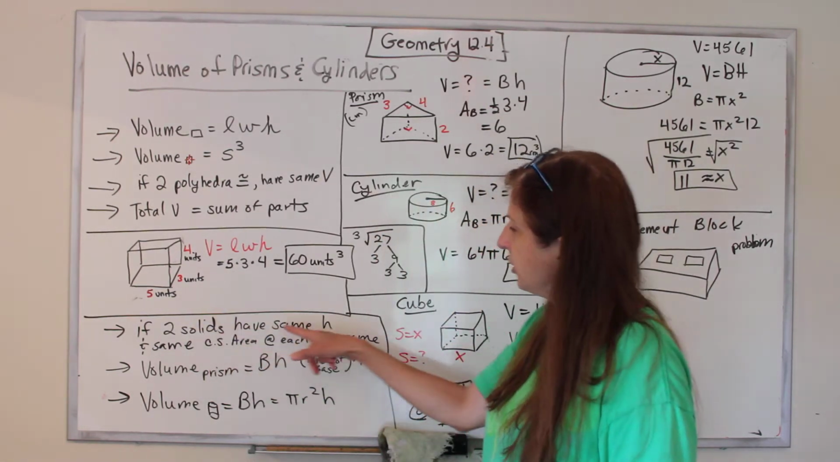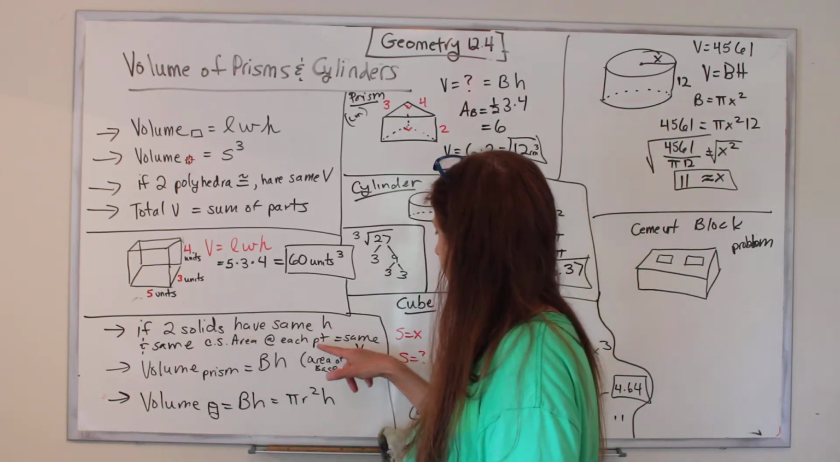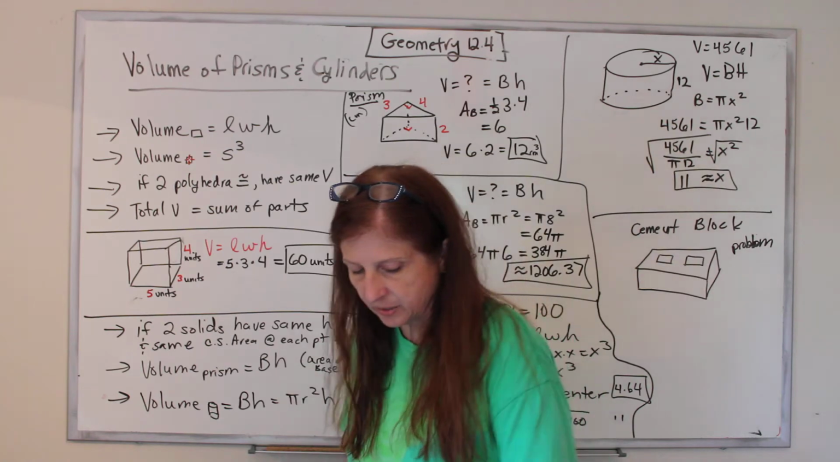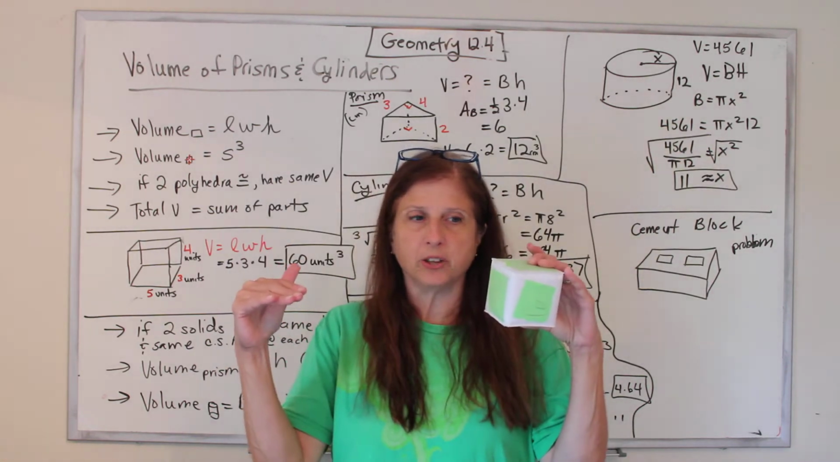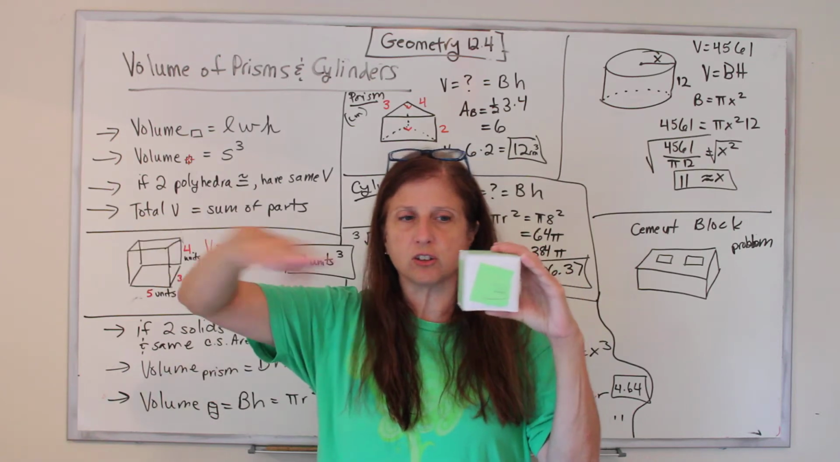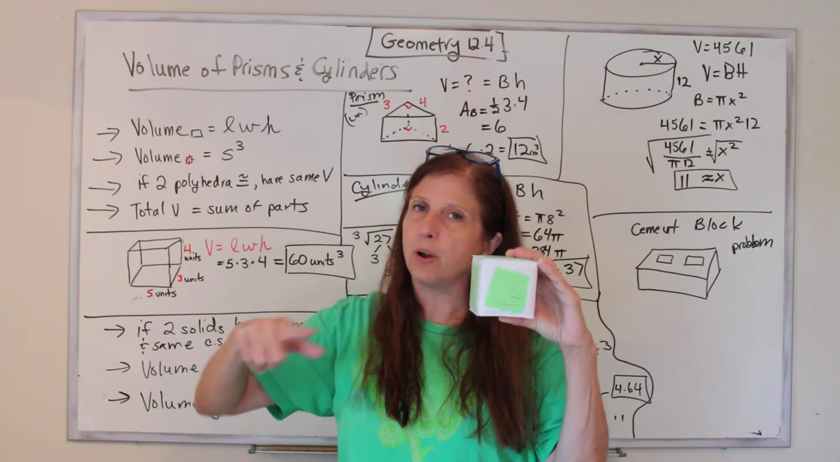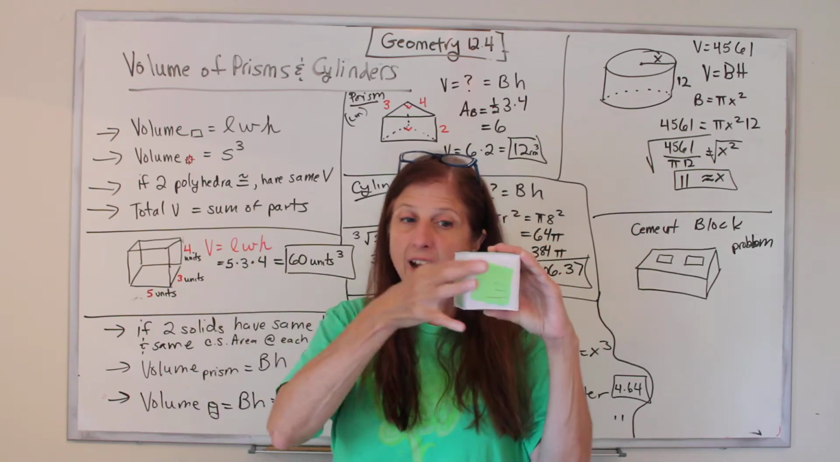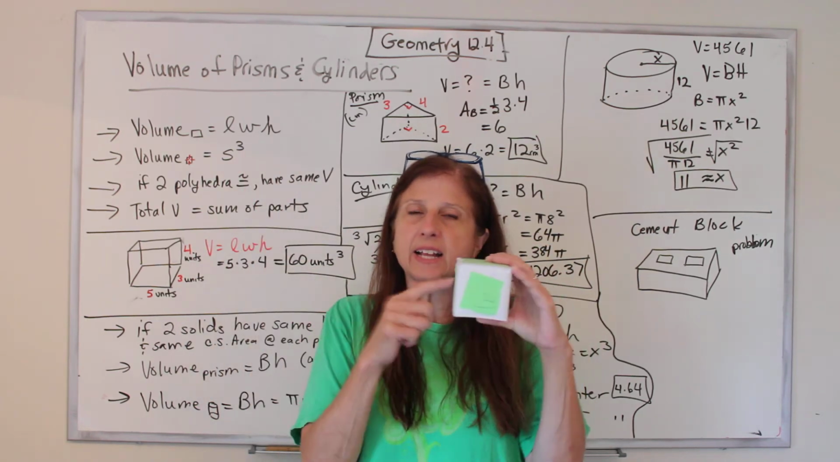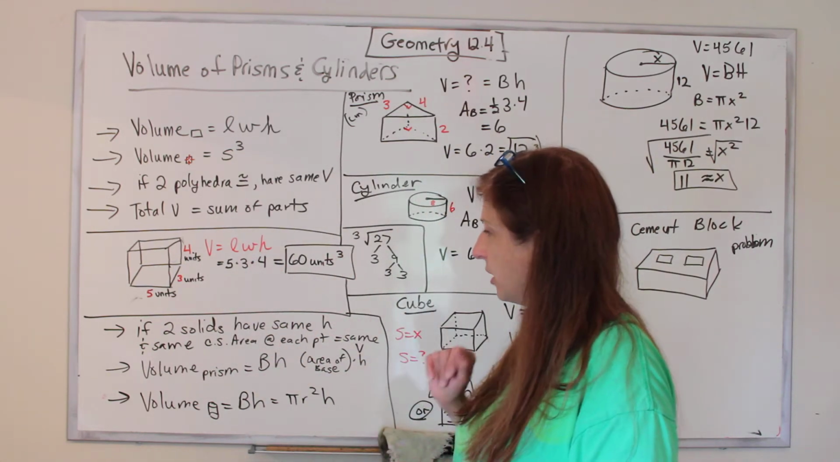Alright, if 2 solids have the same height and the same cross-sectional area at each point, they have the same volume. So imagine I have 2 cubes here, and I measure them, I see they have the same height, and then I take a saw and go and I take little samples all along both of them, and I compare them, and every place where I test it, it's the same area, then it would have the same volume.